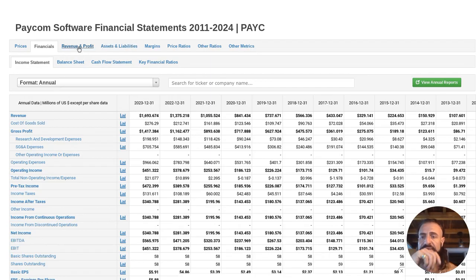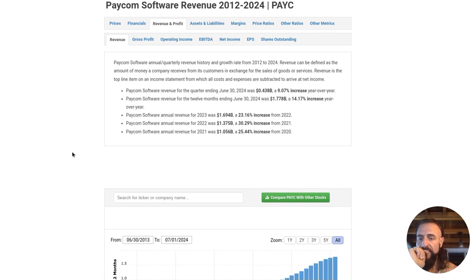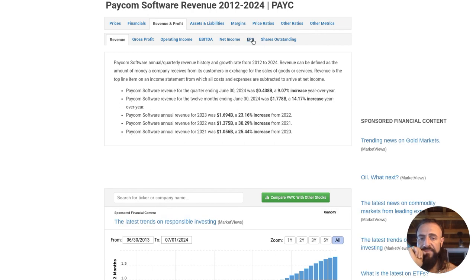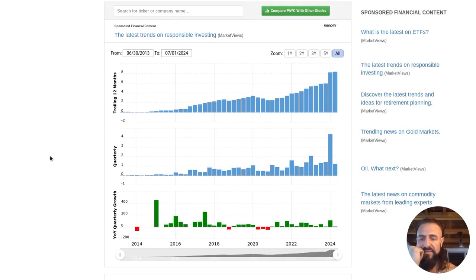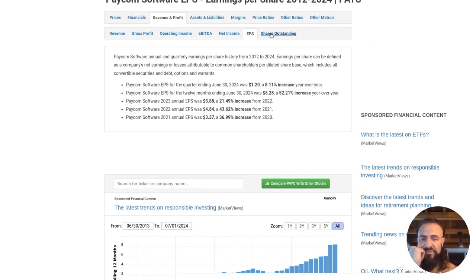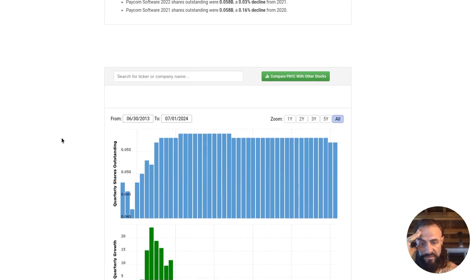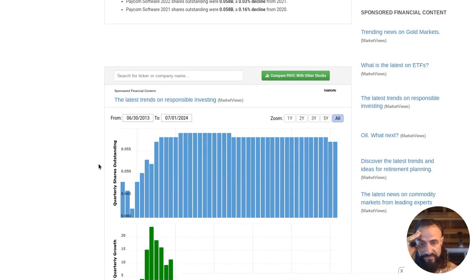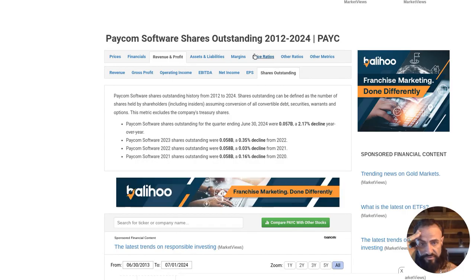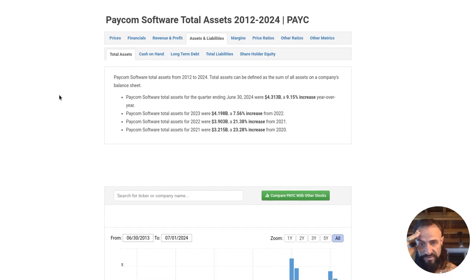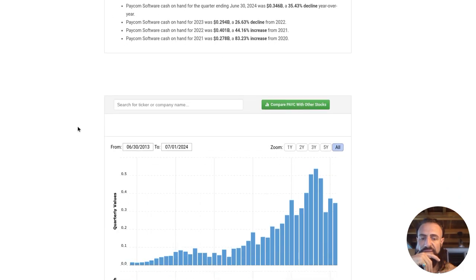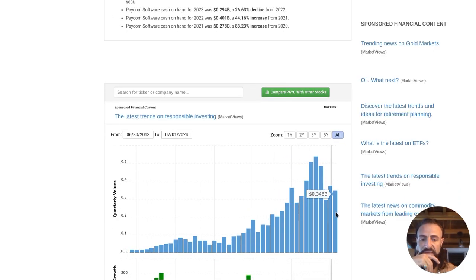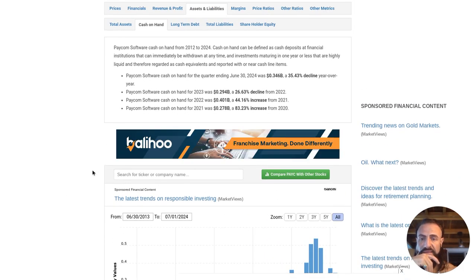Let's look at the revenue, the EPS, the growing EPS on the trailing 12 month. Shares outstanding about flat, which is good. Let's see assets and liabilities. It's a company that makes about 300 million every year. Cash on hand, they got about 350 million on hand.